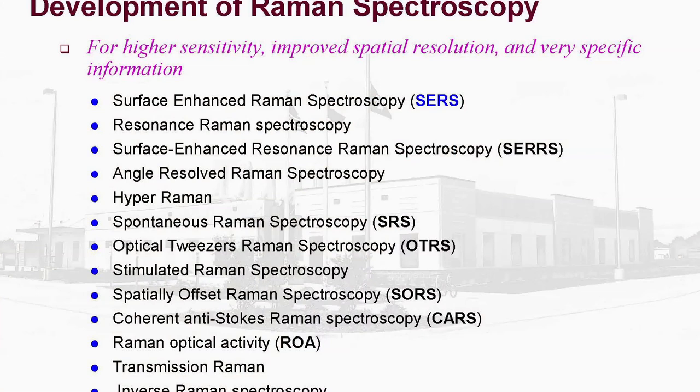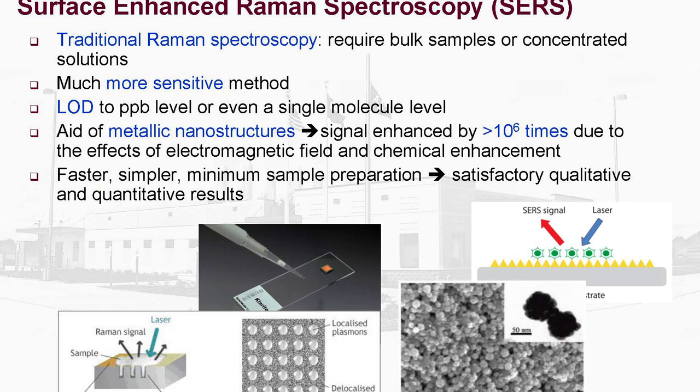There are several variations of Raman spectroscopy. These methods have been developed for higher sensitivity, improved spatial resolution, and very specific information. Conventional, or traditional, Raman spectroscopy requires bulk samples or concentrated solutions. Surface enhanced Raman spectroscopy is very attractive because it is much more sensitive, and its LOD reaches the ppb level or even single molecule levels. With the aid of metallic nanostructures, signals are enhanced by up to a million times due to the electromagnetic field effect and chemical enhancement.